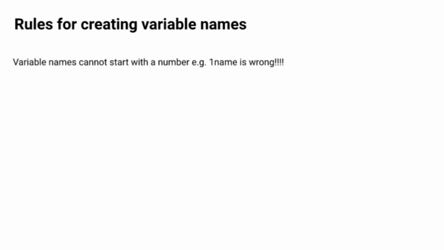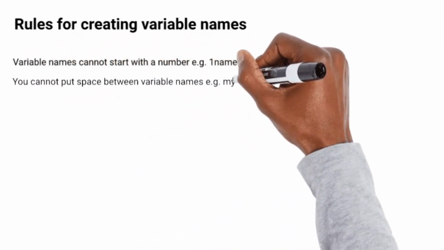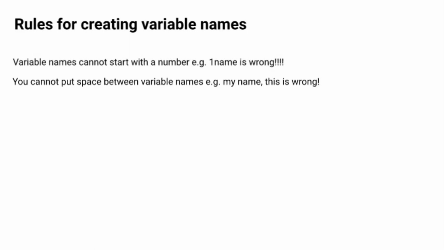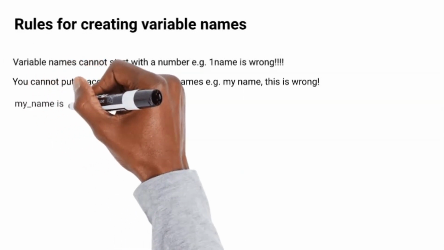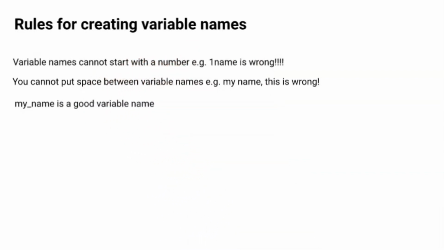Again, for variable names, you cannot put space between words. So you can't say my name with a space, right? No, that won't work. If you have two words that you want to use to name your variable, you can put an underscore between them. So you can say my_name, right? That way Python will be able to recognize your variable. So remember, your variable cannot start with a number, and there must be no spaces in your variable names.